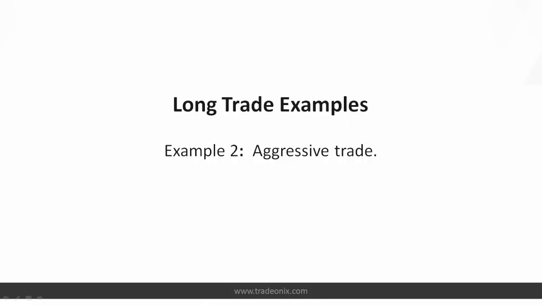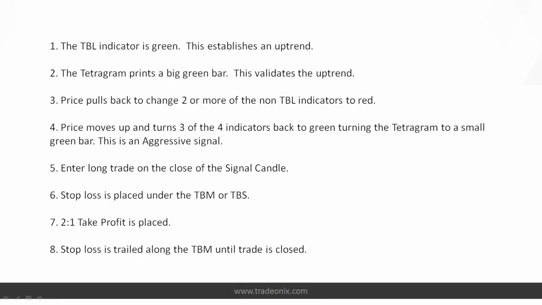Long trade example. Example number 2, the aggressive trade. The TBL indicator is green. This establishes an uptrend. The tetragram prints a big green bar. Now this validates the uptrend. Price pulls back to change 2 or more of the non-TBL indicators to red. Price moves up and turns 3 of the 4 indicators back to green, turning the tetragram to a small green bar. This is the aggressive signal.